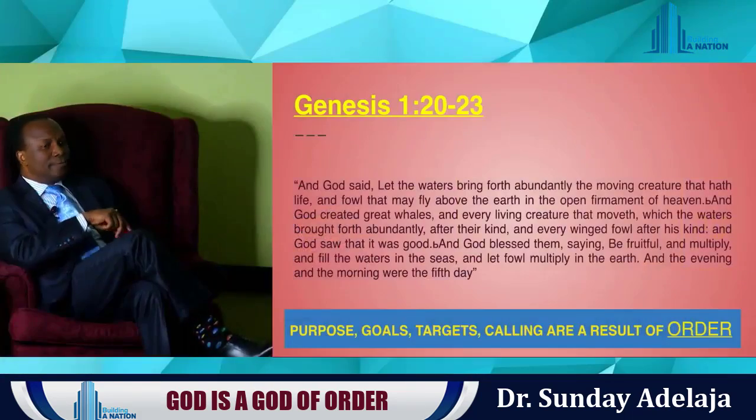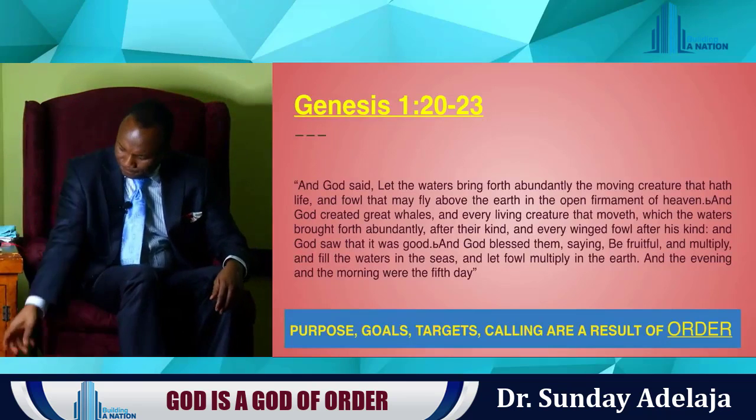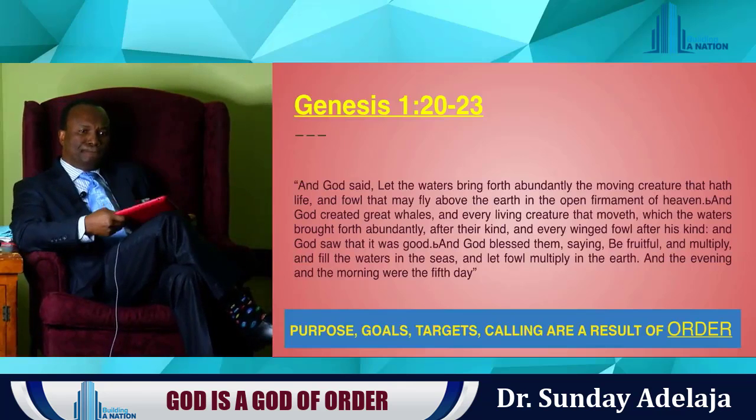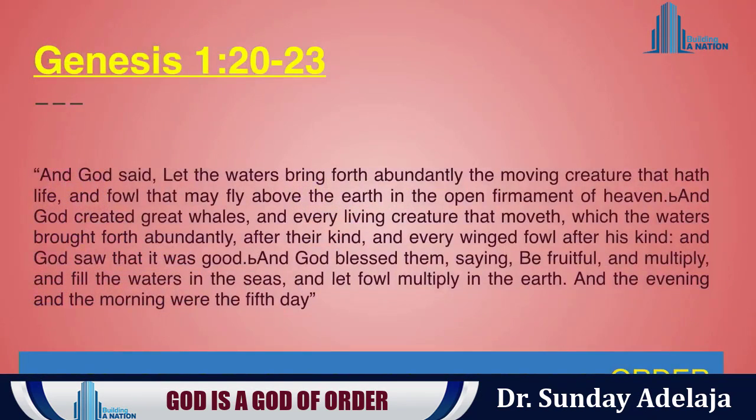Genesis 1:20-23. And God said, let the waters bring forth abundantly the moving creature that hath life, and fowl that may fly above the earth in the open firmament of heaven. And God created great whales, and every living creature that moveth, which the waters brought forth abundantly, after their kind, and every winged fowl after his kind. And God saw that it was good. And God blessed them, saying, be fruitful, and multiply, and fill the waters in the seas, and let fowl multiply in the earth. And the evening and the morning were the fifth day.